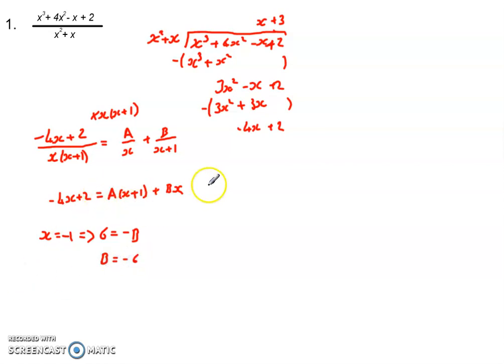I'm then looking to get rid of b so I can find my a. Well, if I choose x equals 0, the b disappears. Now remember, at this point, because I have the value for b, I could pick any value for x I wanted.